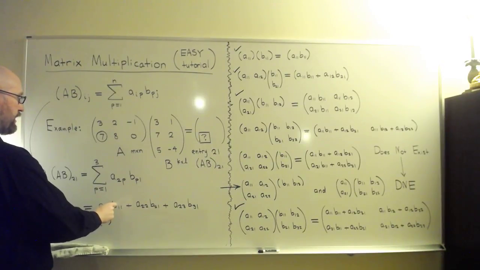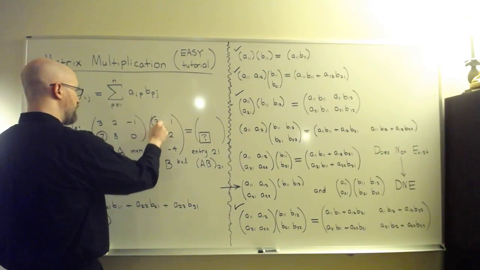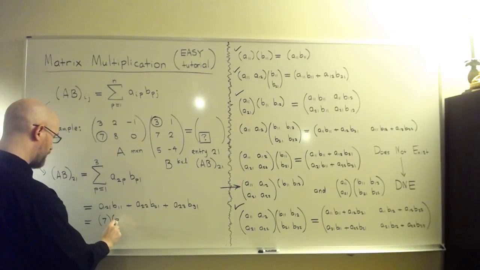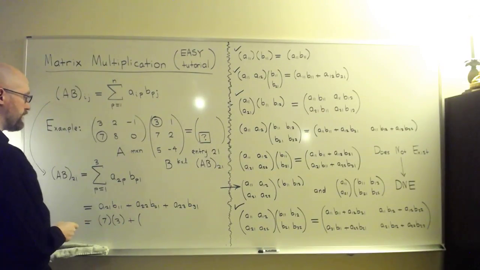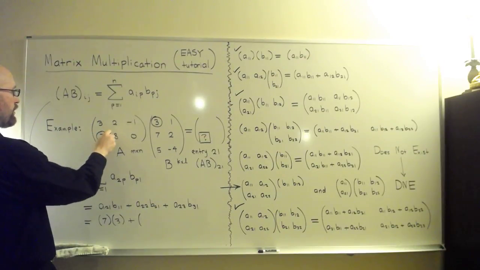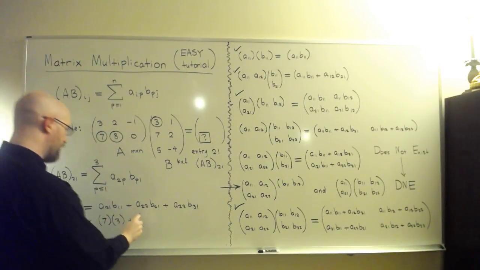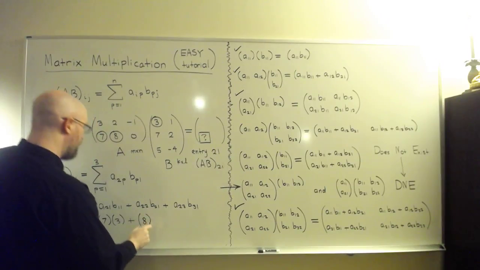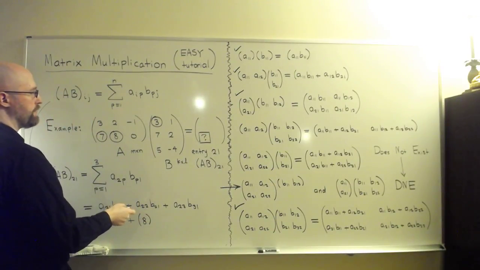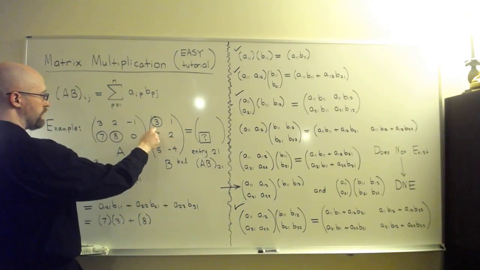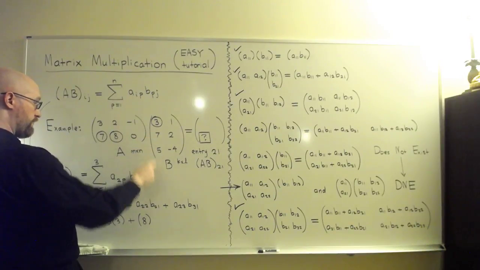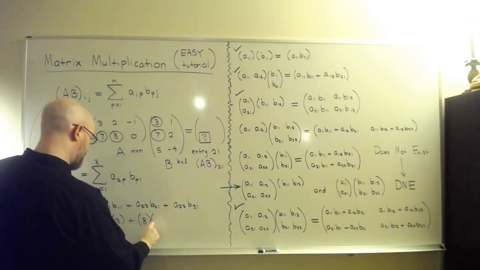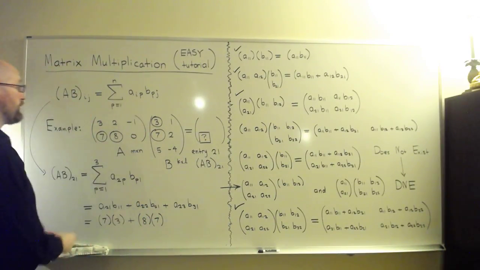B11, what does that say? It says first row, first column. That's this entry here. This is 3. Plus A22, what does that say? Second row, second column. That's the 8 here. B21, what does that say? Second row, first column, 7 here. That's this one here. Now you see what's happening.